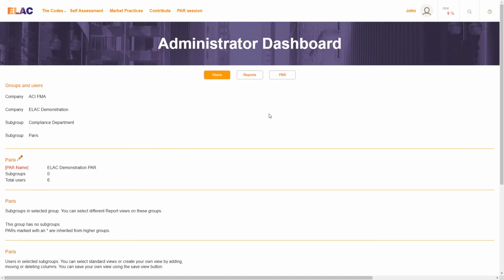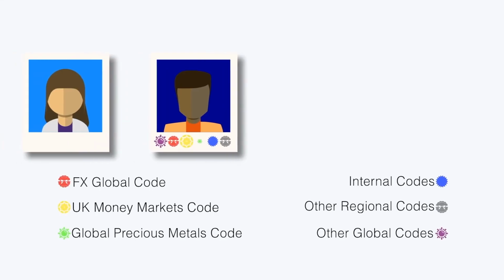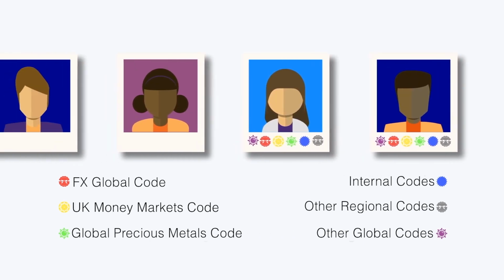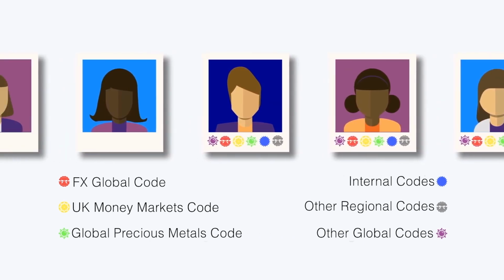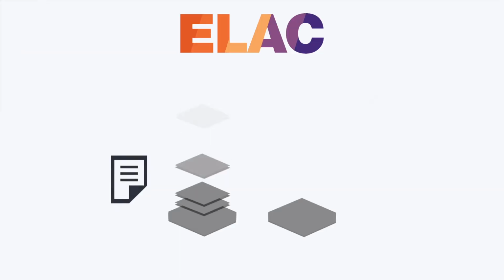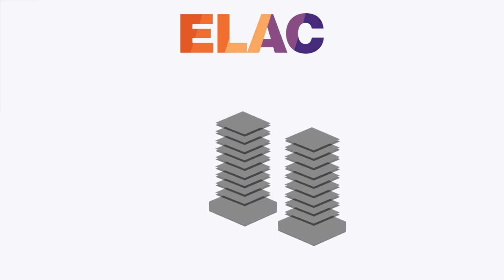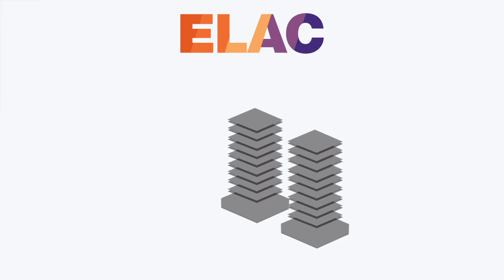Our management information system provides evidence that all staff have been trained and understand their requirements. ELAC contains all the important codes and rules of conduct, with content being automatically updated on a continuous basis. As good market practices and conduct requirements evolve over time, ELAC remains up to date, and so will you.